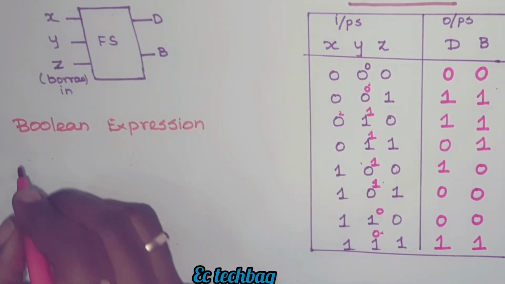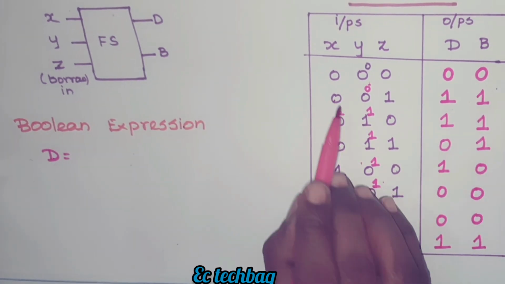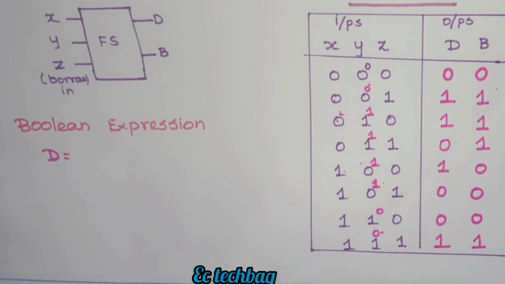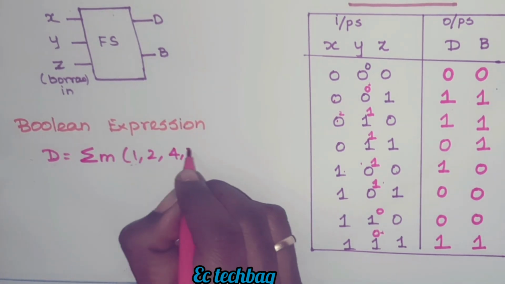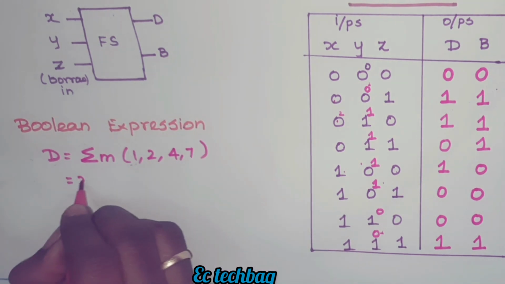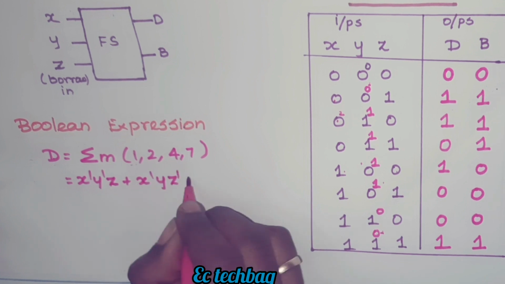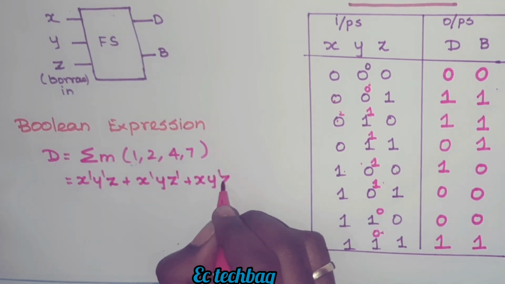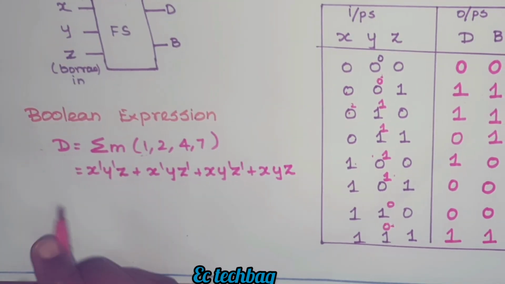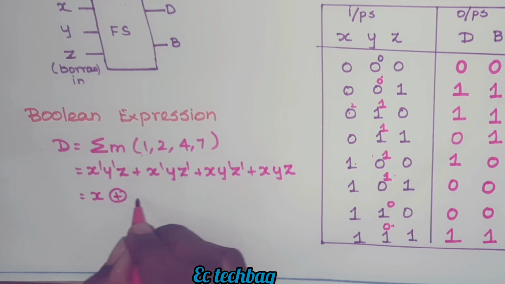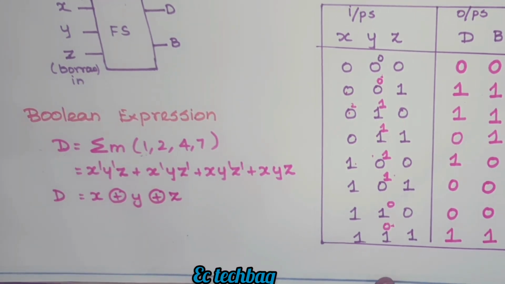So first one, for difference output. Here difference output is 1 for min term 1, 2, 4 and 7. So difference is sum of min term 1, 2, 4, 7. That is x dash y dash z plus x dash y z dash plus x y dash z dash plus x y z. If you simplify this, you get x exclusive or y exclusive or z. So this is the difference expression.